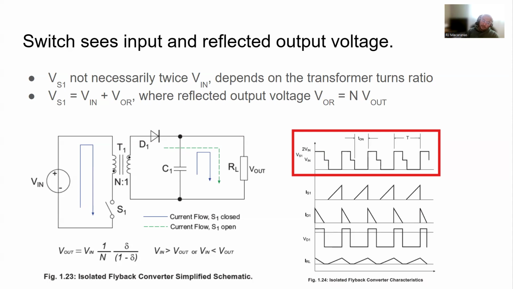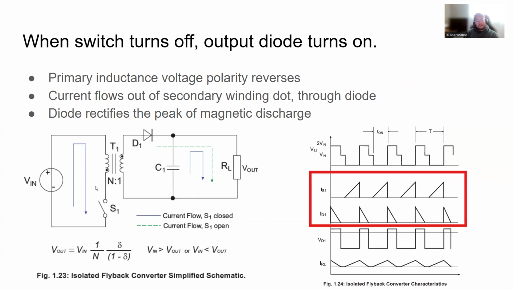These switches are typically MOSFETs, and MOSFETs will usually have a drain to source voltage rating, which you'll want to make sure is above whatever stress this switch is going to see. So you'll need to be cognizant of what that is exactly. It's not necessarily going to be twice V in, but it'll certainly be more than V in. So just something to note.